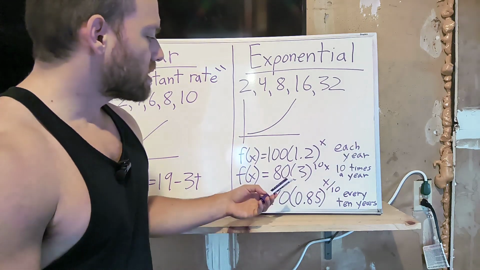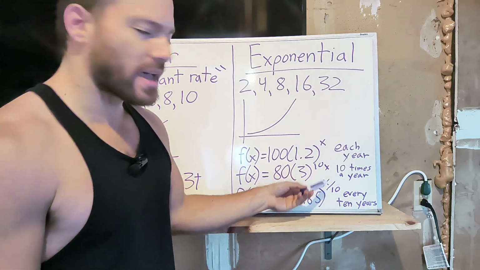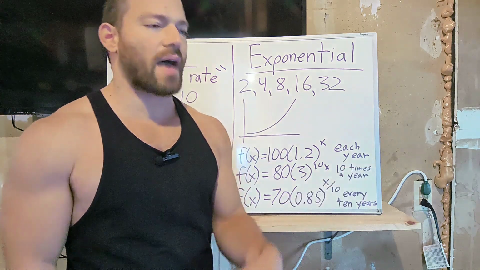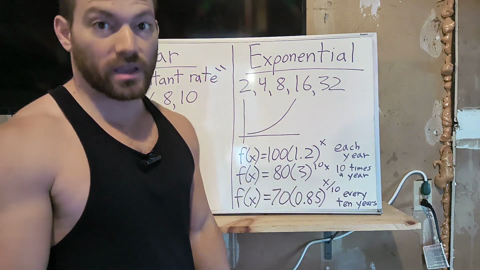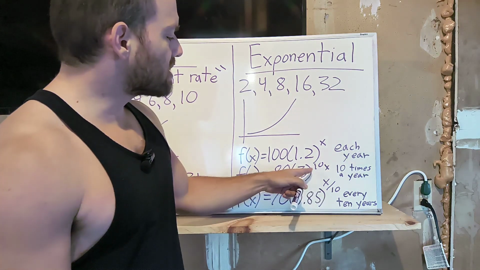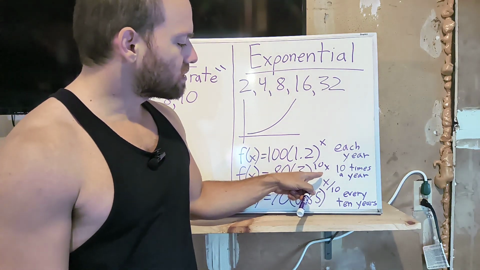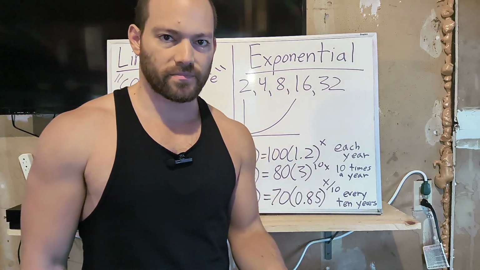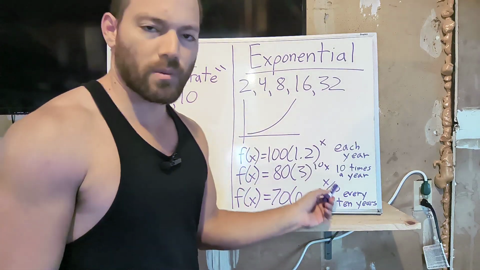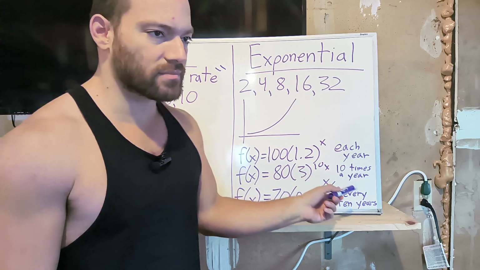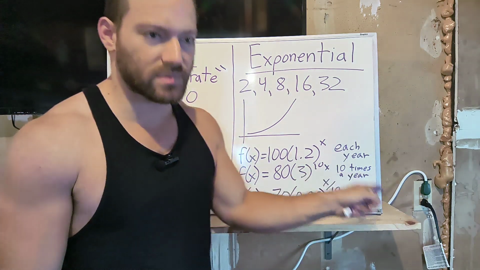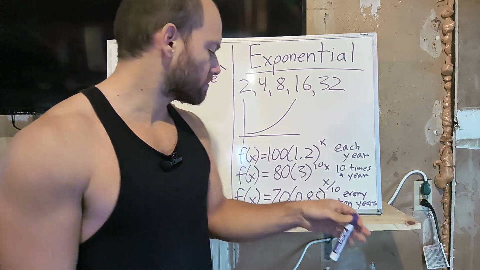Boom. Now let's talk a little bit more about how these exponents work. Like we said, just the x by itself means it's happening each year, assuming x represents years. If you see something like 10x, what that means is it's happening 10 times a year. And that should be pretty easy to remember because 10x means 10 times x. If x is years, it's literally just saying 10 times a year, right?